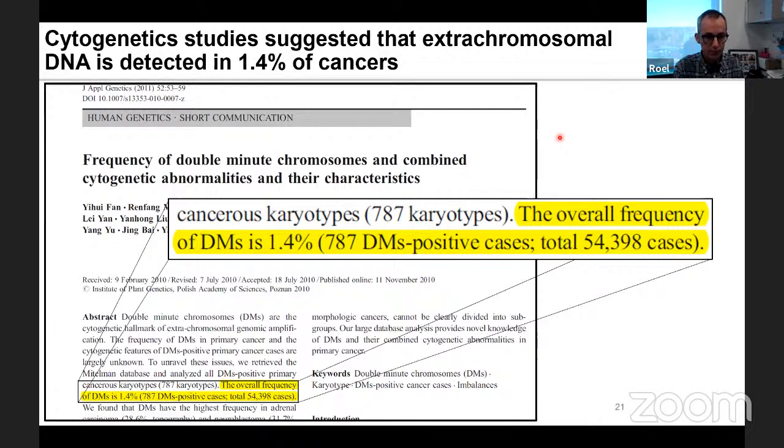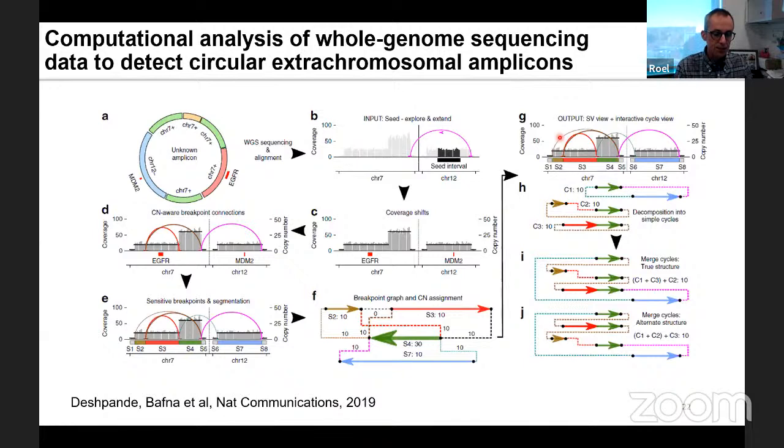Now, through computational analysis, as I just showed you, computational analysis of whole genome sequencing data, you're able to detect circular extrachromosomal amplicons. So our close collaborator, Vinit Bafna at UCSD, formalized this process in a tool called AmpliconArchitect. The AmpliconArchitect tool takes whole genome sequencing data. It basically starts from a seed interval, all the genomic segments above a certain threshold of coverage, and then expands these seeds by mapping sequencing reads until it can detect circles. That's the simple process that's being followed here.